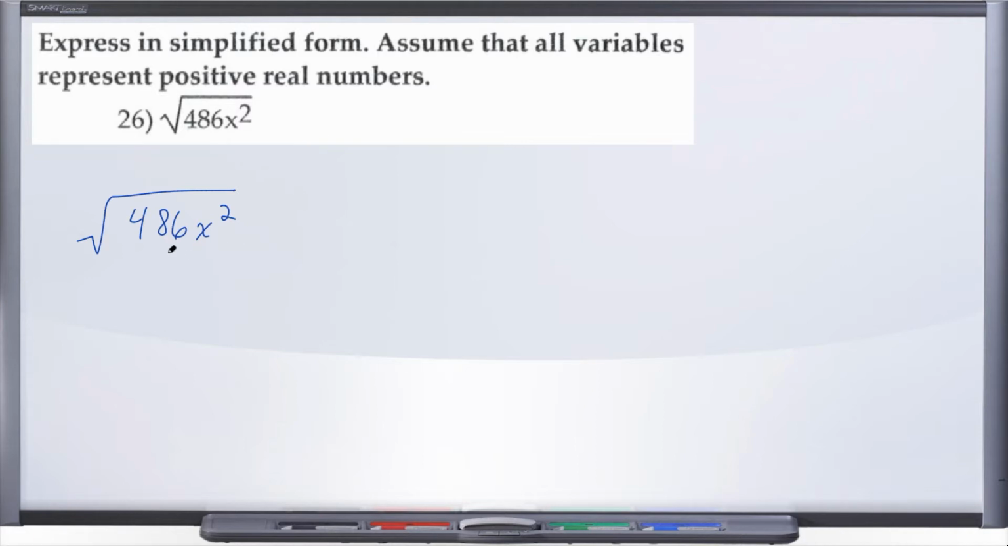All right, if you take a look at your chart, the chart that I use unfortunately doesn't go high enough to indicate whether or not 486 is a perfect square. If you put the square root of 486 into your calculator, you'll find out that it is not a perfect square. So since 486 is not a perfect square, we know that we're going to have to break this radical into good stuff and bad stuff.